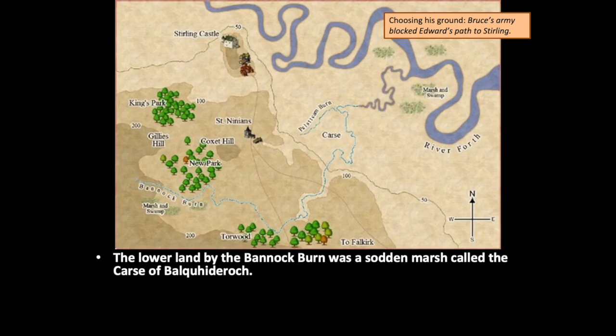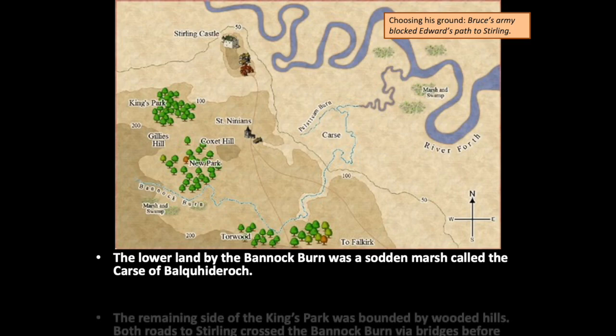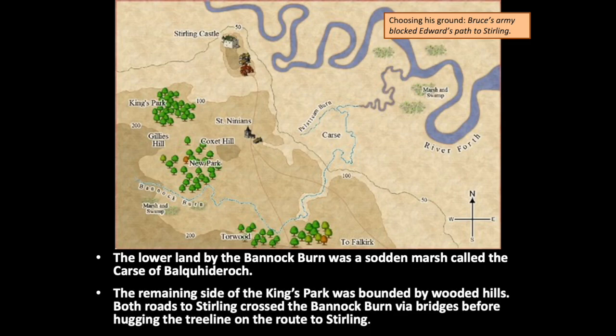The lower land of the Bannockburn was a sodden marsh. This is the land just to the east, where we see the Carse marked on our map. It was a sodden marsh called the Carse of Balquidder. The remaining side of the King's Park was bounded by wooded hills, and both roads to Stirling crossed the Bannockburn via bridges before hugging the tree line on the route to Stirling itself.